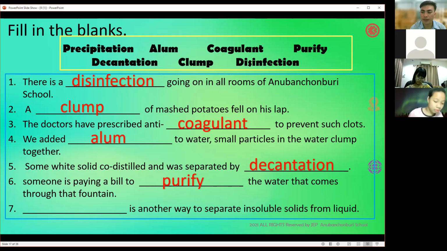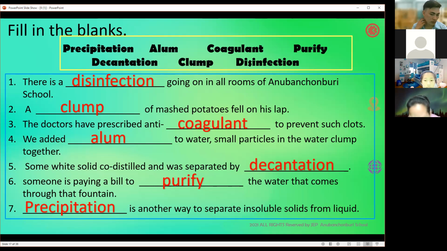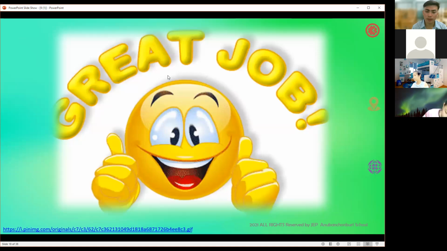Last, number 7, the easiest one because there's no other option left. Who wants to answer? Precipitation. Okay, Chontira, can you read the sentence, please? Precipitation is another way to separate insoluble solid from liquid. All right, precipitation. Thank you. Great job, everybody, those who participated.